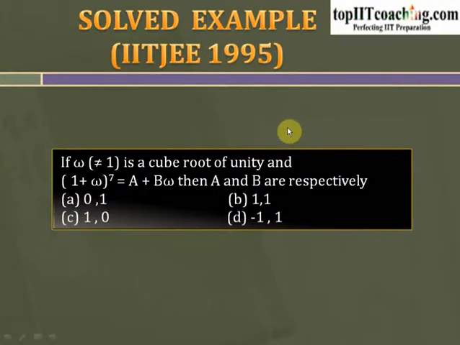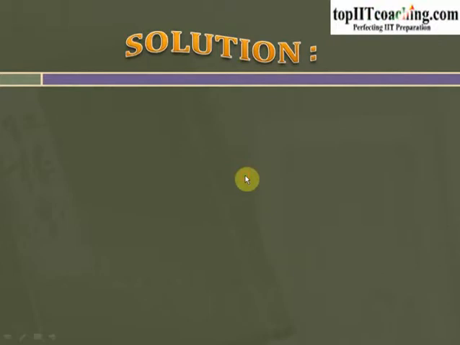Let's try to solve an IIT problem, and this problem appeared in 1995. This problem says that if omega not equal to 1 is a cube root of unity, and (1 plus omega) whole to the power of 7 is equal to a plus b omega, then a and b are respectively. We have been given the four options, which are A: 0, 1, B: 1, 1, C: 1, 0, and D: minus 1, 1. So in this problem we have been given that omega is a cube root of unity, and we have been given an equation (1 plus omega) whole to the power of 7 equal to a plus b omega, and we have to find out the values of a and b. So let's again try to solve this problem.